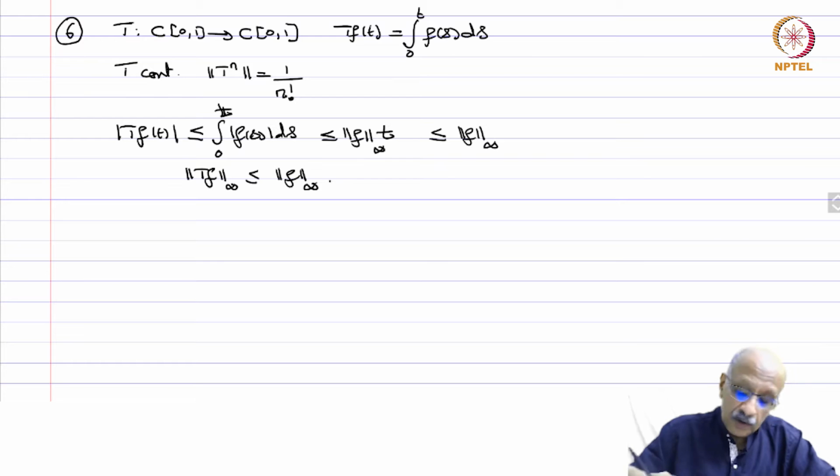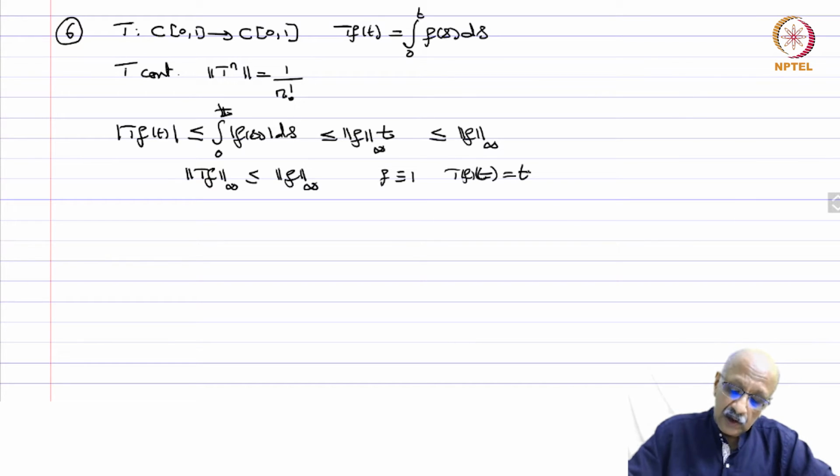Now if you took f to be identically 1, then you get Tf at t is just t, and then you see that norm Tf is equal to 1, norm f is also equal to 1, and therefore you have equality, and this implies that norm T equals 1.